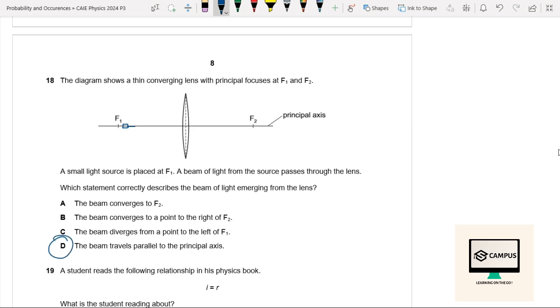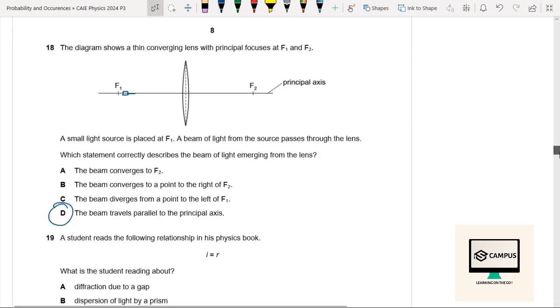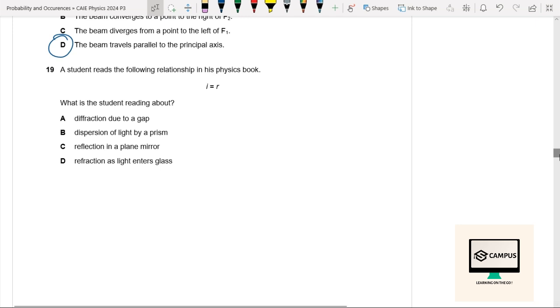Moving on. Question number 19. A student reads the following relationship in his physics book. What I is equal R? What is the student reading about? Yeah, it seems like he is studying reflection, and that represents angle of incidence is equal to the angle of reflection. So this is a reflection in a plane mirror. Moving on to question number 20.